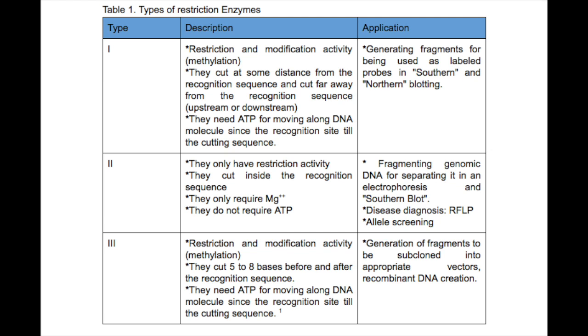The third type has restriction and modification activity. They cut 5 to 8 bases before and after the recognition sequence. They need ATP for moving along DNA molecules from the recognition site to the cutting sequence. Its application is to generate fragments to be subcloned into appropriate vectors in order to have recombinant DNA.